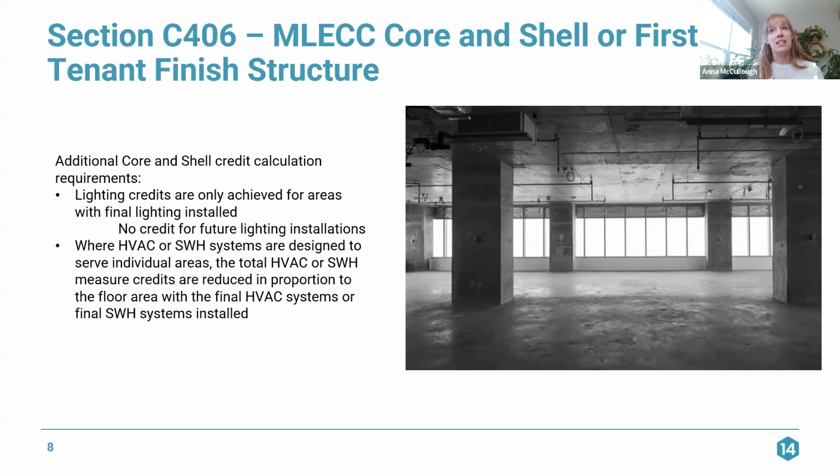There are also additional core and shell credit calculation requirements under the model low energy and carbon code. So again, these are still amendments. If you are providing lighting in your core and shell building that you're building for your future tenants, lighting credits can only be achieved for areas with final lighting installed at the time of the scope of this permit. So you can't get credit for future lighting installations.